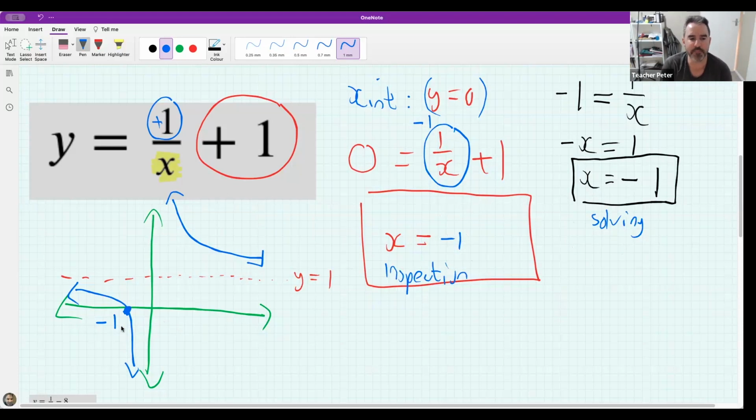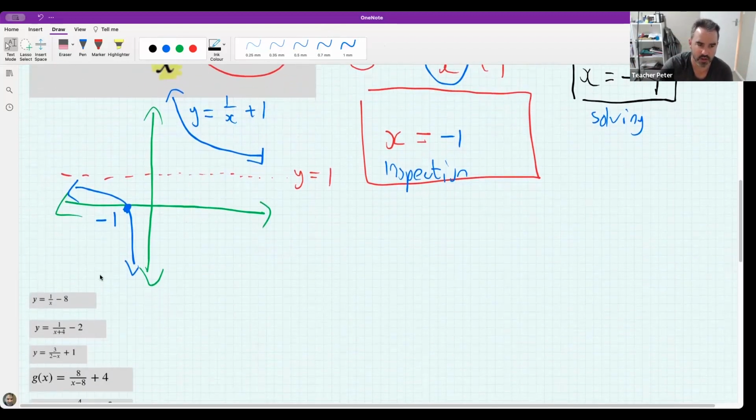Give me a thumbs up if you understood how I got the x-intercept of minus 1. Give me a thumbs down if you didn't follow it. Let me see the thumbs. Okay.